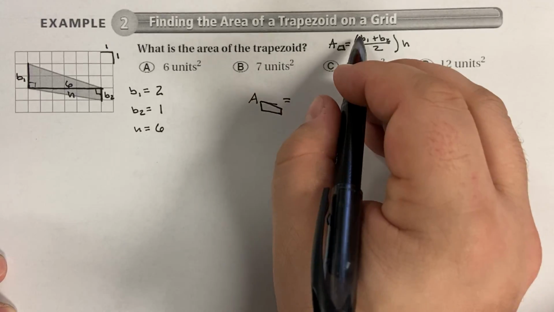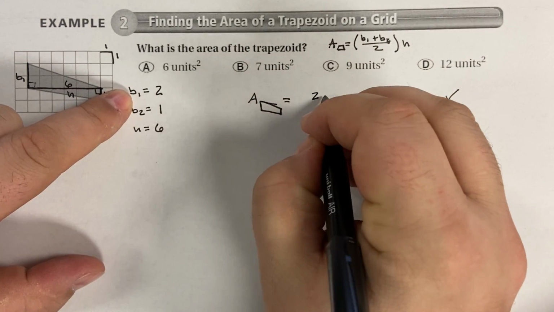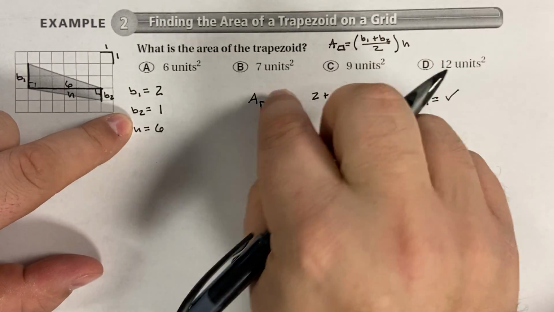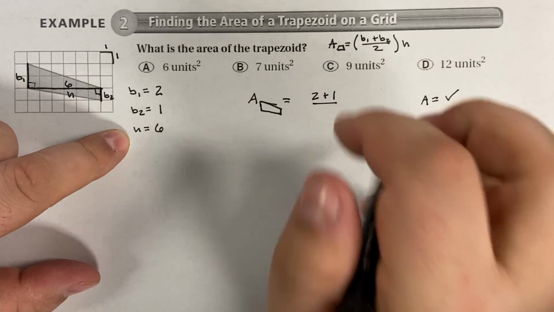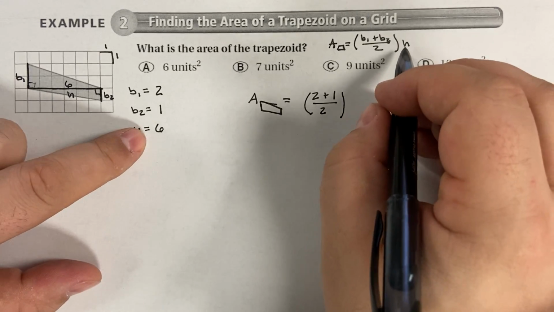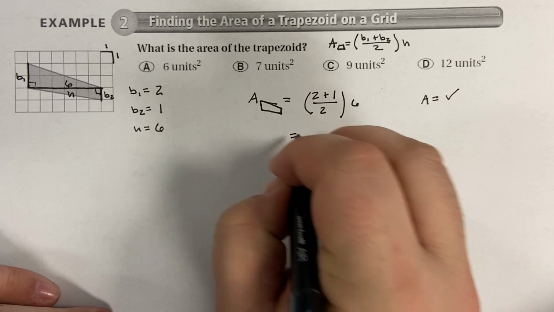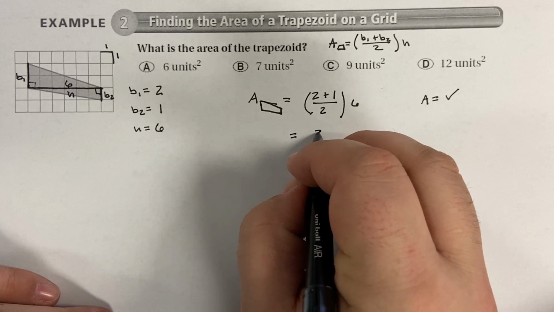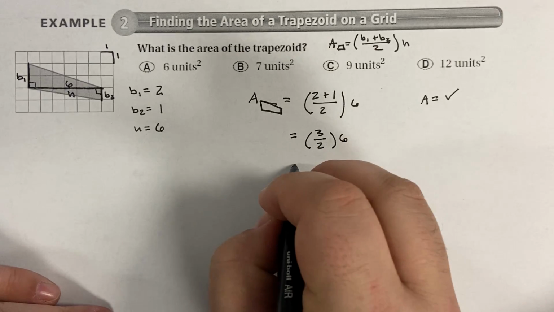Now, all I have to do is substitute in. I look for B1, and I find that's 2. I look for B2, and I find that's 1. So 2 plus 1 divided by 2, and then I'm going to multiply everything by 6. So let's go through and solve it. 2 plus 1 is 3. Then I'm keeping the divide by 2 and the multiply by 6.